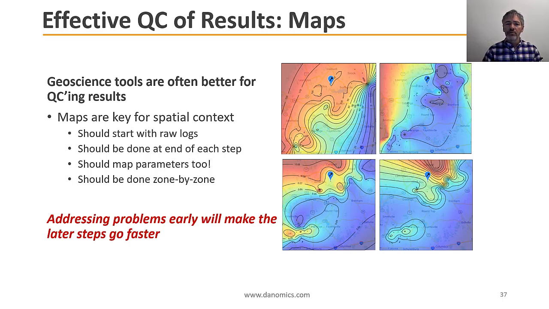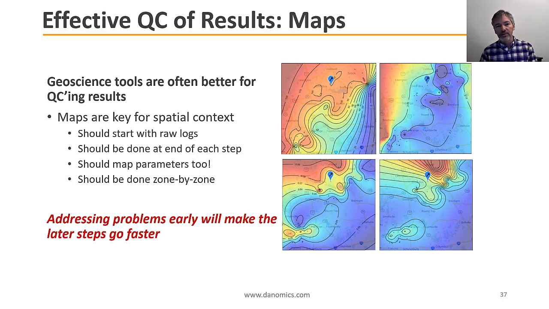So for example, one of the most powerful ways to QC your results is to look at maps. And this is because we want to make sure that we have that spatial context correct, and we want to see, are there trends coming out in our data that make sense. So first of all, you need to be comfortable getting in there into your mapping package and doing this. And you need to start early in the process. You need to not only QC at the raw log stage, but then you need to do it after each step in the interpretation workflow.